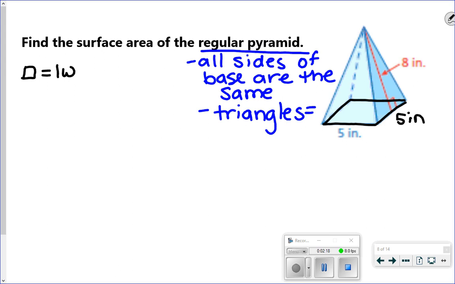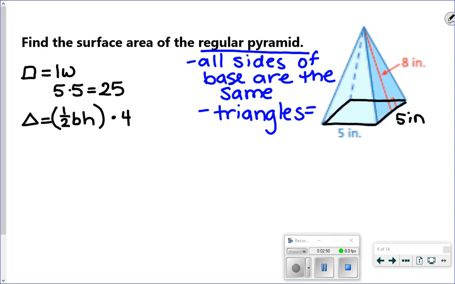So the square is length times width. If I look at my picture here, my length and width are 5. So I'm going to do 5 times 5. That tells me that the area of my square is going to be 25 inches squared. So now I'm going to do the triangles. Because it's a regular pyramid, all the triangles are the same size. So I'm going to do 1/2 base times height. That's the area of one of the triangles. And then I'm going to times that answer by 4 because there are 4 equal-sized triangles.